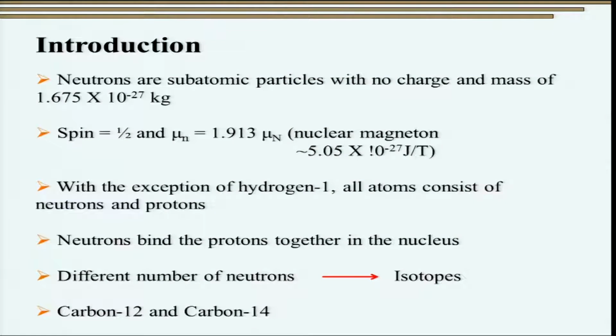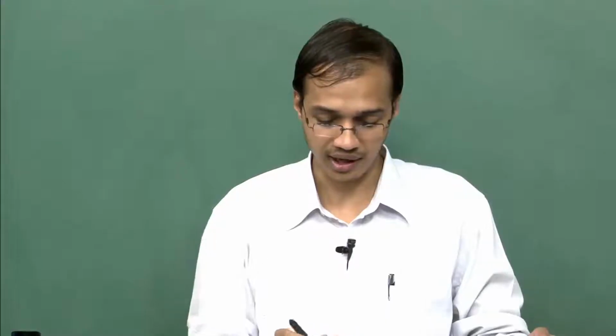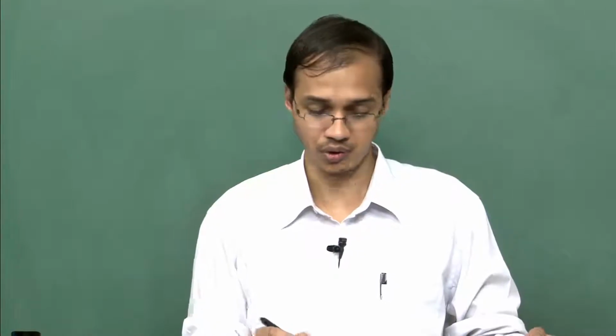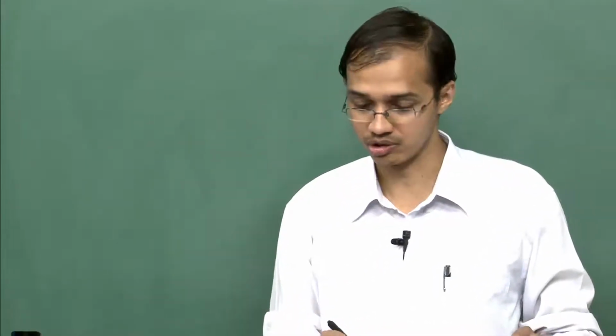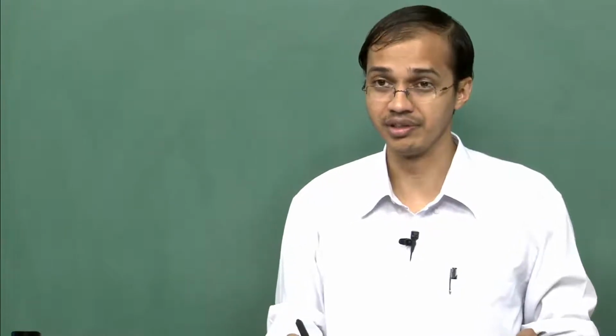Having said that, we are also aware that for the same atom we can have a situation wherein the number of neutrons in the nucleus is different, and such atoms are known as isotopes. One of the classical examples of isotopes is carbon 12 and carbon 14, wherein the carbon 12 isotope is characterized by 6 protons and 6 neutrons, while the carbon 14 isotope has 6 protons, but in this case 8 neutrons.